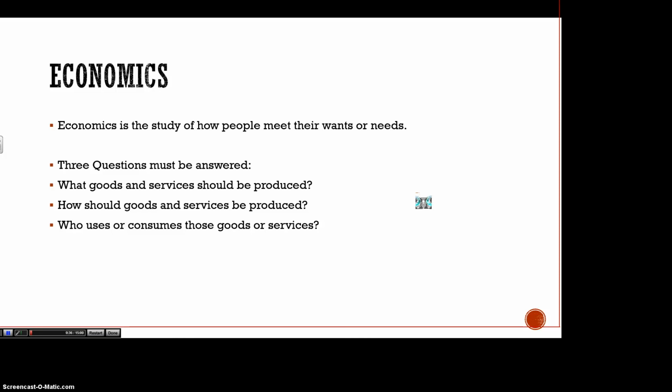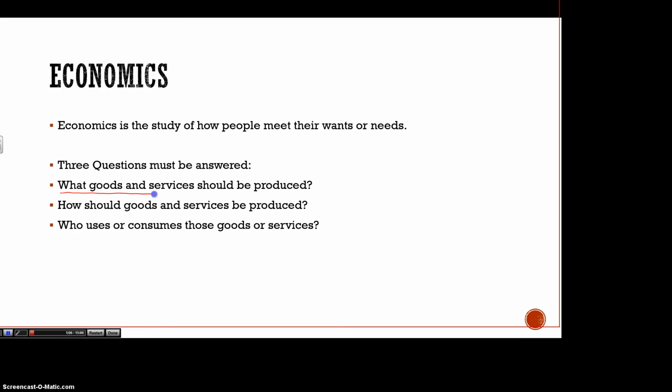So, economics. When we look at economics, we're really looking at the study of how people meet their wants and needs. And what this really refers to generally is goods and services. Goods and services are any products that we can produce, grow, or find. And services would be anything that's provided to another individual. This is labor, work.